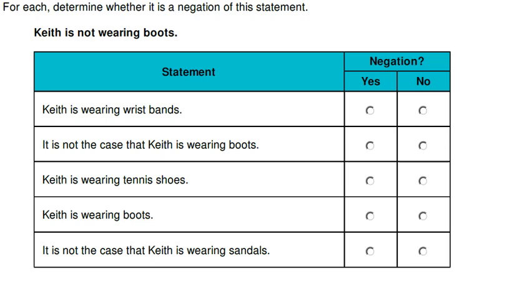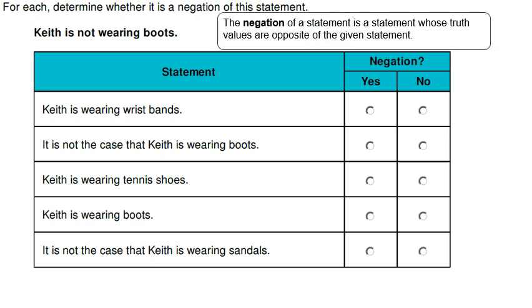All right, for the following, we need to determine whether or not it is a negation of a statement. The negation of a statement is a statement whose truth values are opposite of the given statement. Now you have to be careful here. For very simple statements, it's quite easy to identify the negation. But when your statement contains a quantifier like all, every, some, at most, something like that, you do have to be a bit careful. Again, you should know what I mean because you should have read over the section of the book by now. But here's a statement, Keith is not wearing boots.